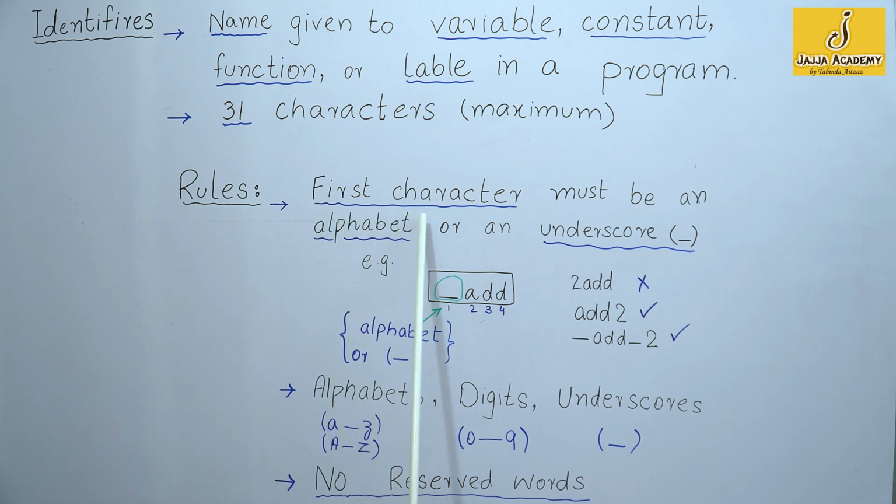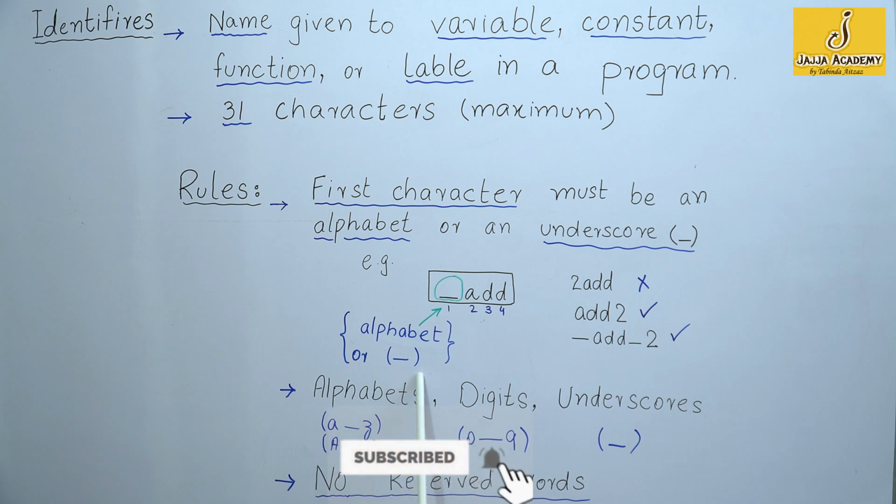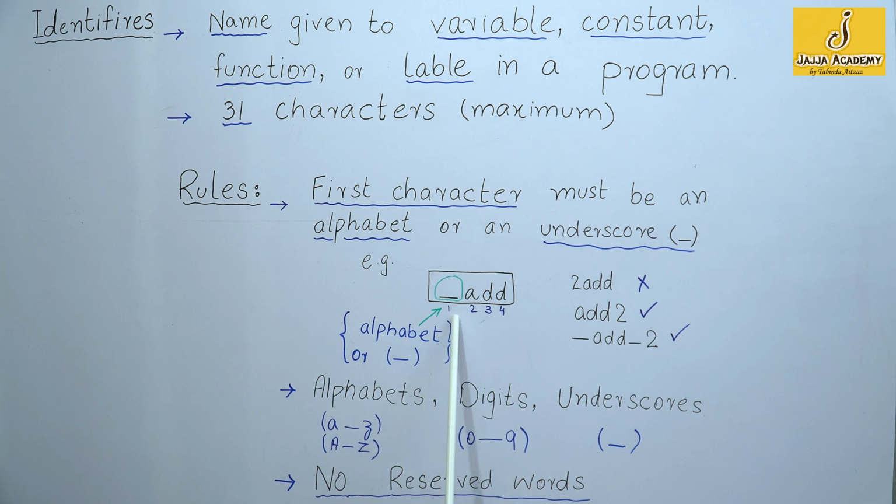First character of an identifier must be an alphabet. Alphabet means A to Z. It may be small abc or capital ABC, or an underscore. This symbol is known as an underscore. For example, I have to write a name of a variable having 4 characters. So the first character must be an alphabet or an underscore. I cannot use any other symbol or special character or a digit at the first place of a variable.